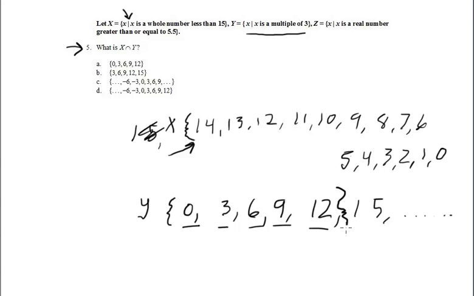So I would have answer A: 0, 3, 6, 9, and 12. And that's it for number 5.